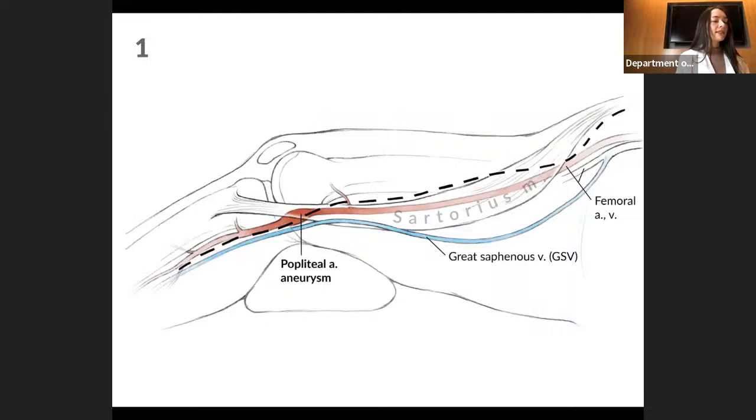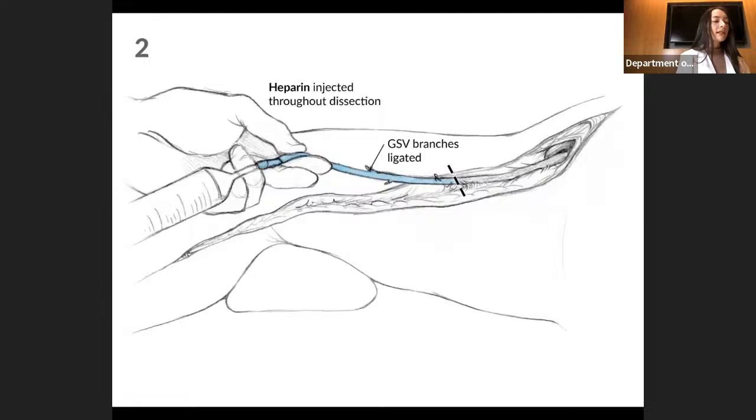Figure 1 marks the incision, made from the inguinal crease to mid-calf, anterior to the sartorius muscle. The great saphenous vein was harvested from lower calf to mid-thigh. Branches were ligated and heparin was injected to prevent coagulation.